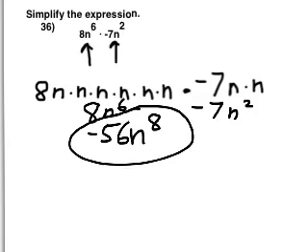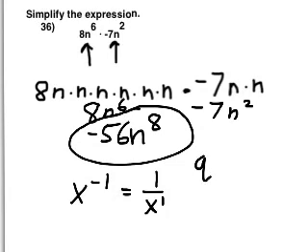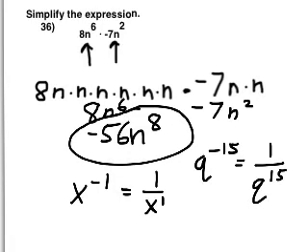Another piece of information is a number to a negative power, like x to the negative 1 power, equals 1 over that number to the same power, only positive. So if we have q to the negative 15 power, that is the same as 1 over q to the 15 power.